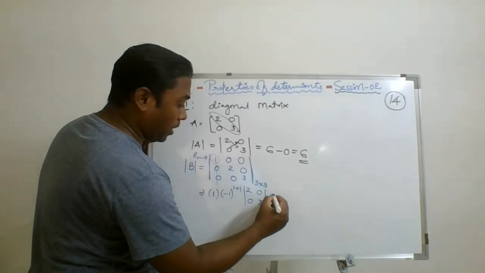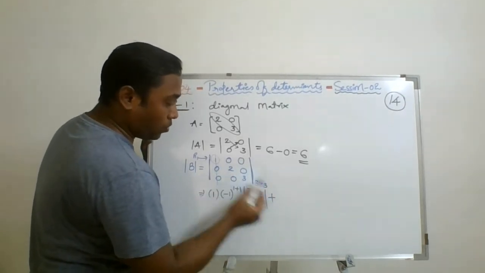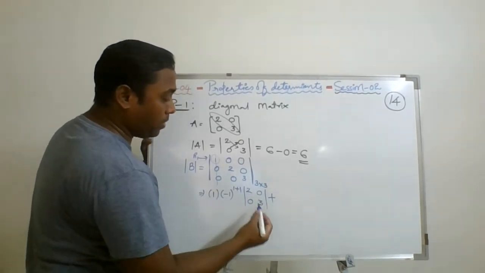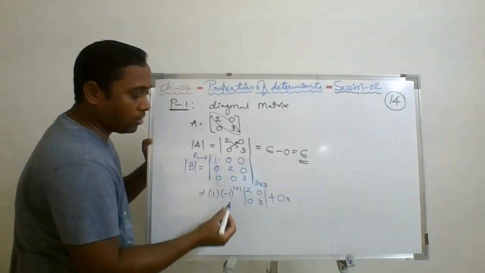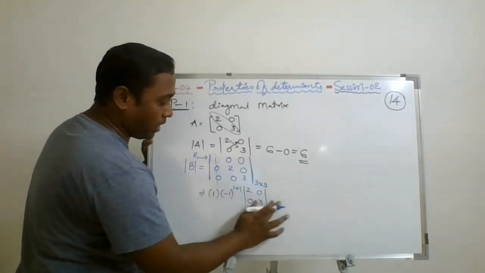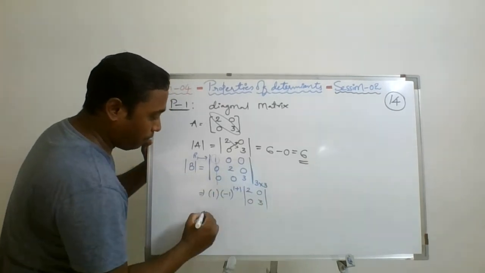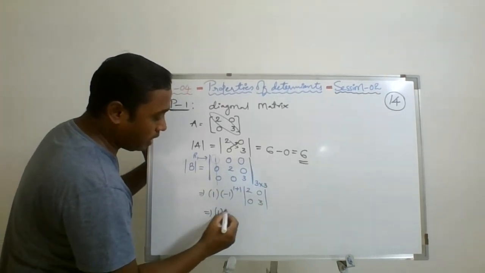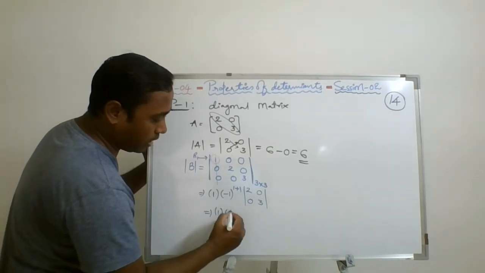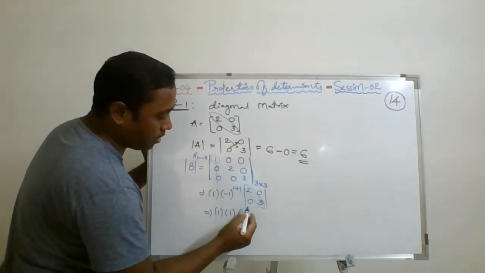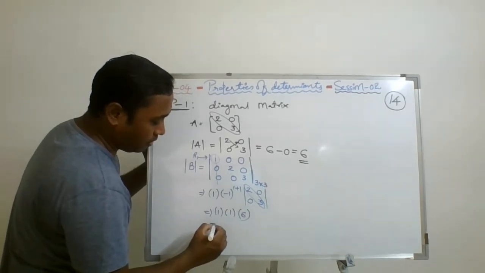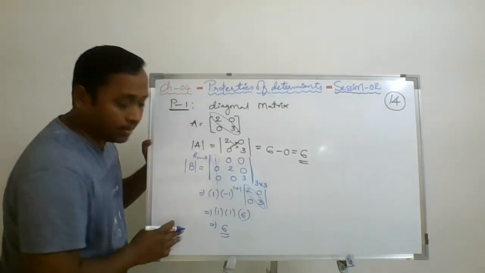And the next is plus element 0. So no need to expand again because 0 into something is always 0. So it's so simple to find the determinant in this manner. So what you will get: 1 into minus 1 to the power of 2, which is again 1. The 2 by 2 determinant value we have already learned, with diagonal elements it is 6. So hence the total product is 6.